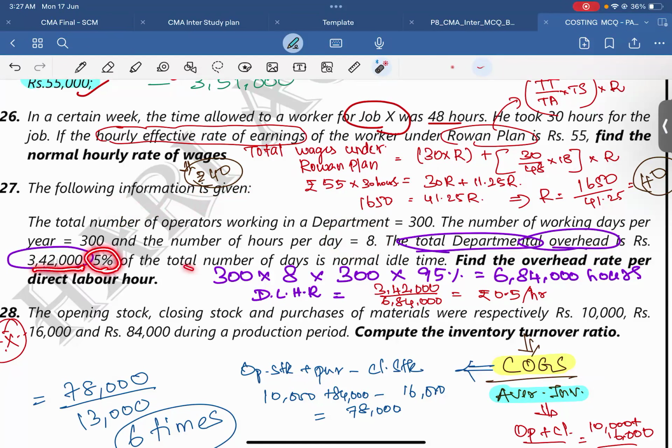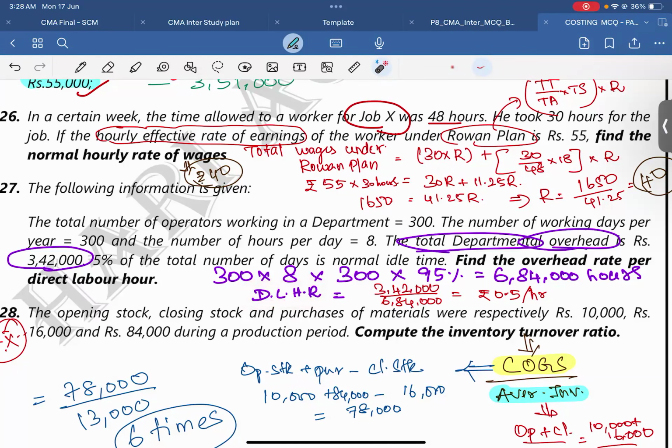The department overhead was 3,42,000. 5% of the total time is normal idle time, so 95% is effective time. So 300 into 300 into 8 into 95 percent. After subtracting that 5 percent, I will get 6,84,000 hours. On 6,84,000 hours, I need to find DLHR.